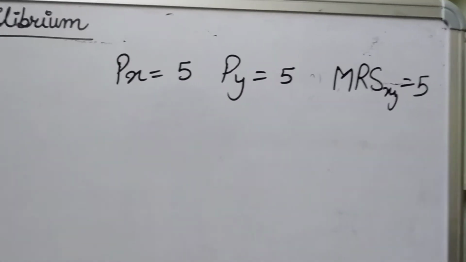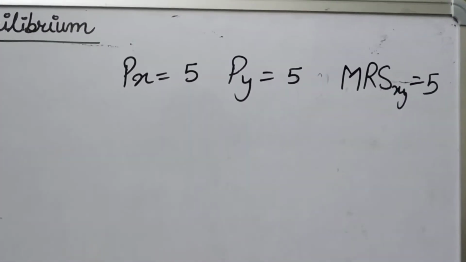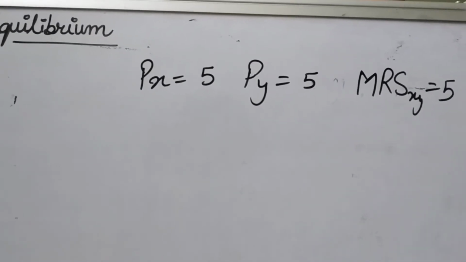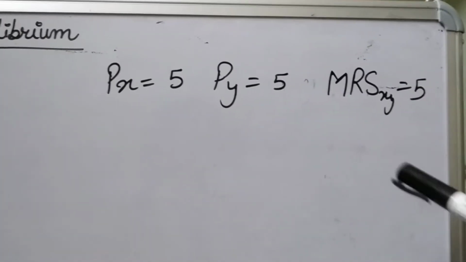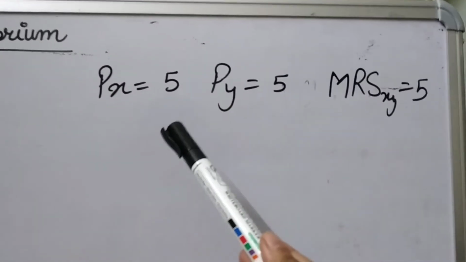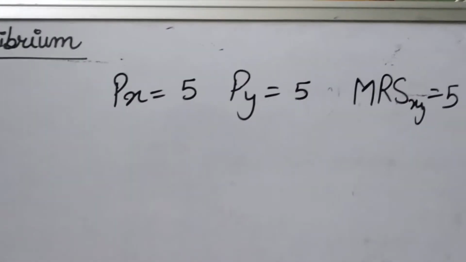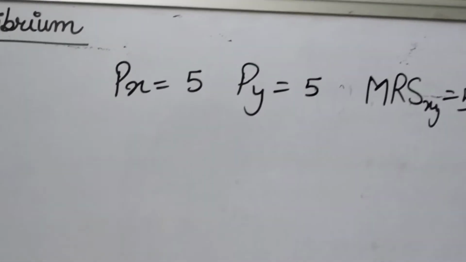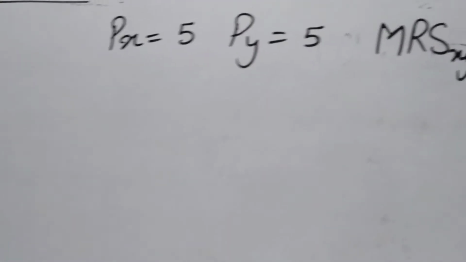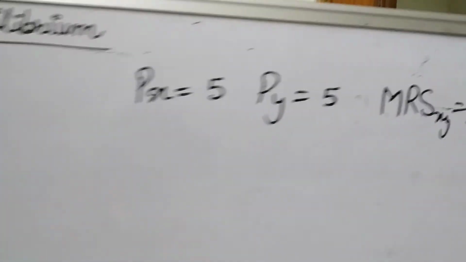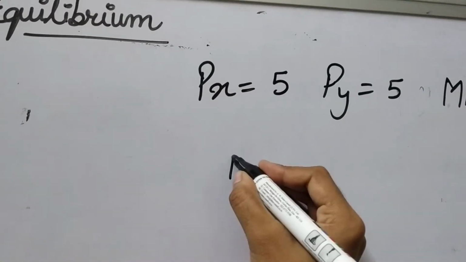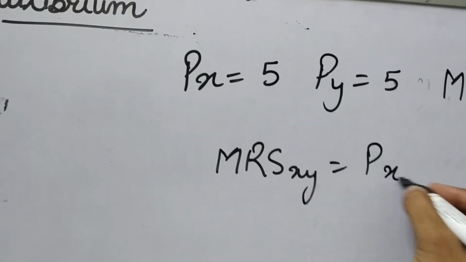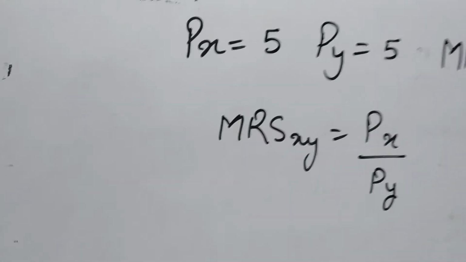Now see, this is the question, and in the question it is given that if the consumer consumes 2 commodities with the marginal rate of substitution 5, and the price of the X commodity is ₹5, and the price of the Y commodity is also 5. Is the consumer in equilibrium? Give reasons. So how can we find out the equilibrium of the consumer? We can find it out because this is our condition of the consumer's equilibrium, MRS of XY equals Px upon Py.